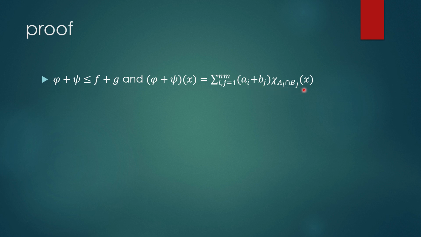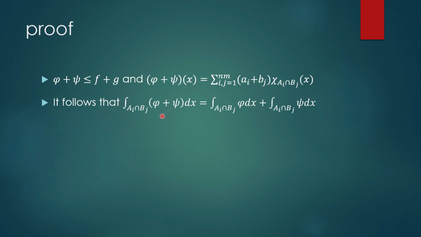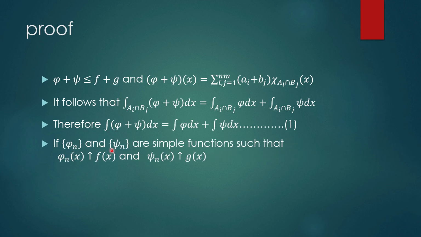It follows that the integral over A_i intersection B_j of phi plus psi is exactly equal to this sum. Therefore the integral of phi plus psi dx is equal to this one. Let it be equation number 1. So phi n and psi n are simple functions such that they are monotonically increasing to the function f of x, and psi n is increasing and converges to g of x.